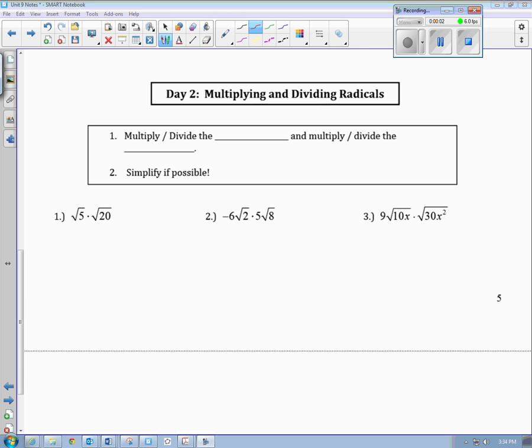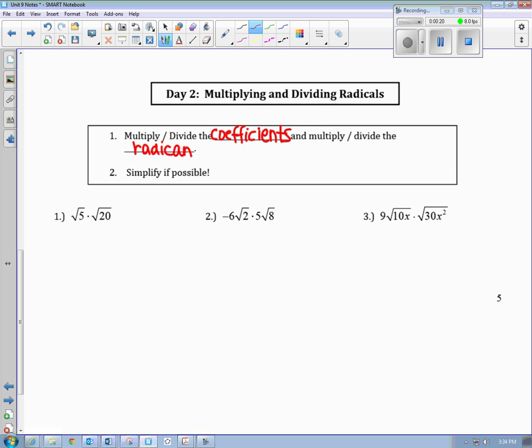For multiplying and dividing radicals, you are going to multiply or divide the coefficients. Those are the numbers or terms in front of the radical sign. And then you're going to multiply or divide the radicands. That's what's underneath the radical. So basically the outside times the outside, the inside times the inside, or outside divided by outside, inside divided by inside.